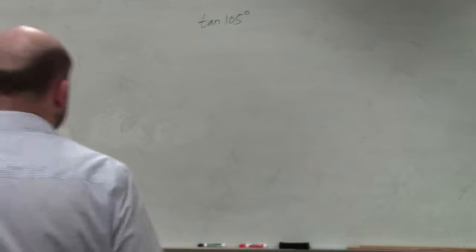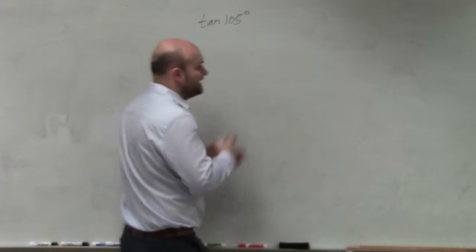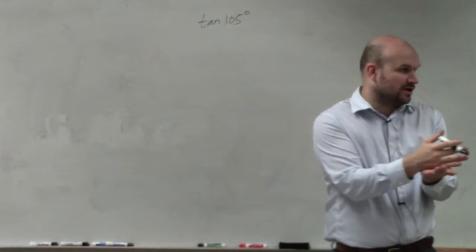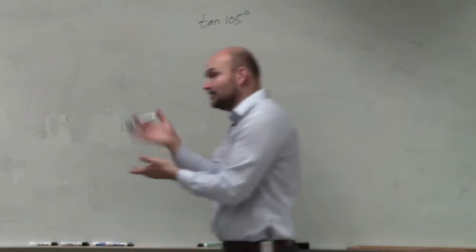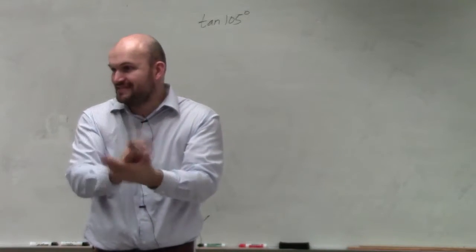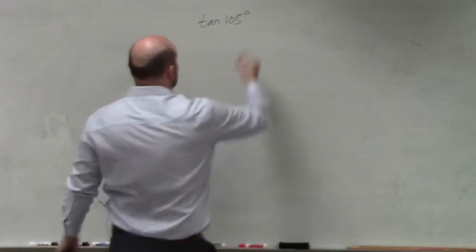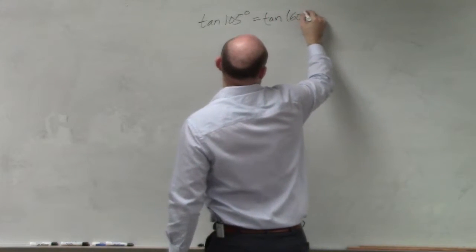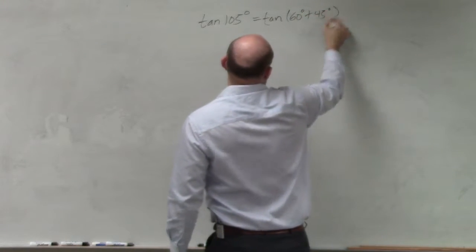OK, so on tangent, 105 degrees. Again, think adding and subtracting angles, right? I can't evaluate 105 degrees. That's not given to us on the unit circle. So I've got to go and add some angles. And I'm thinking 30, 45, 60: 60 and 45. So I can rewrite this as tangent of 60 degrees plus 45 degrees, right?